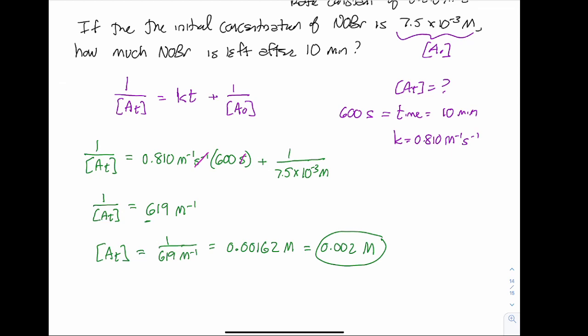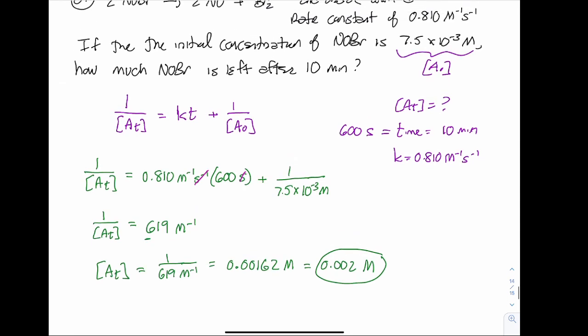If you forgot that last step, then hopefully you're thinking about this and it makes no sense, right? This is the concentration of my reactant. If I'm starting out with 7.5 times 10 to the -3rd, right, 0.0075, there's no way that I can have 619 molar, right? It's decreasing, not increasing. So your answer needs to be smaller than what you started out with, right? I had 7.5 times 10 to the -3rd. I now have 2 times 10 to the -3rd if you were to put it into scientific notation.